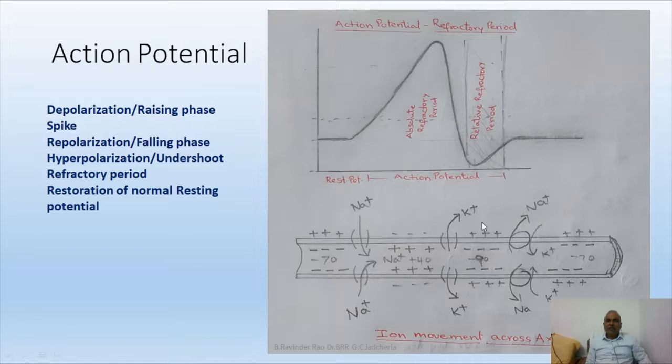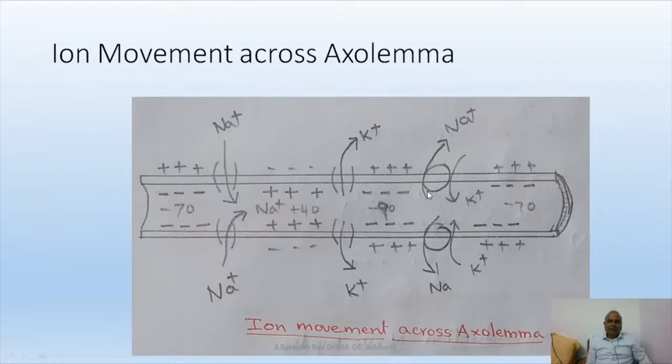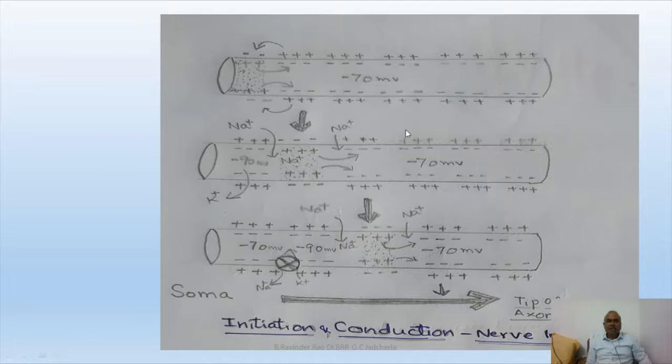So, according to this graph, you will see the respective movements of ions. What is this depolarization? Sodium is going inside. What is this repolarization? Potassium is going outside. And during this period, the sodium potassium pump is activating. This is the movement of sodium, this is the movement of potassium, and here the sodium potassium pump is activating.